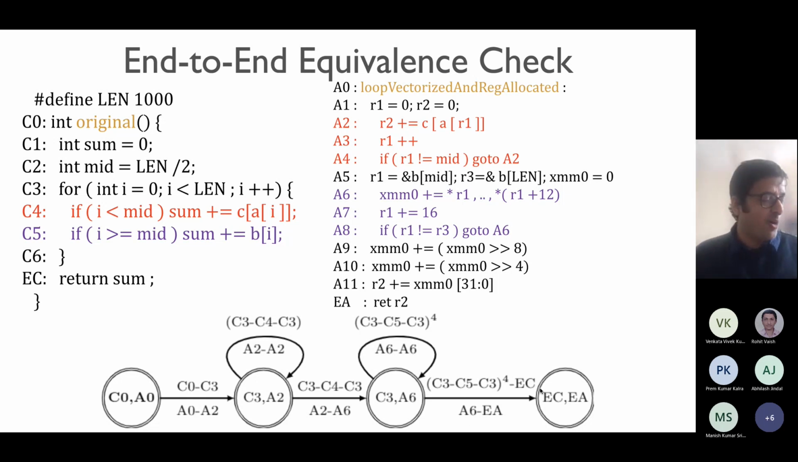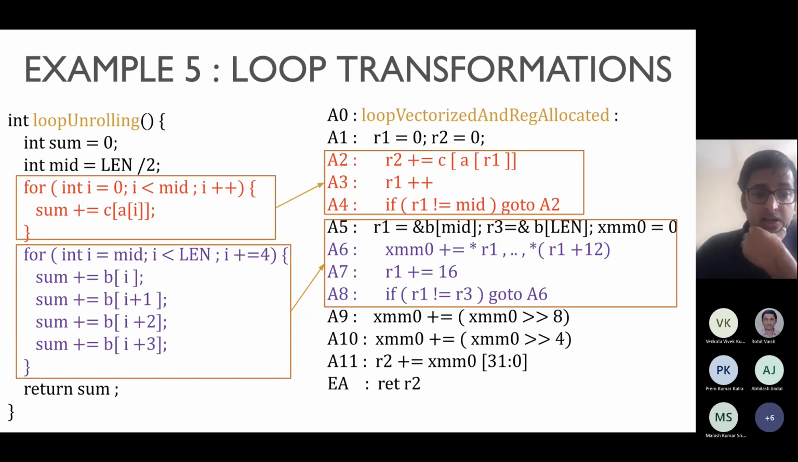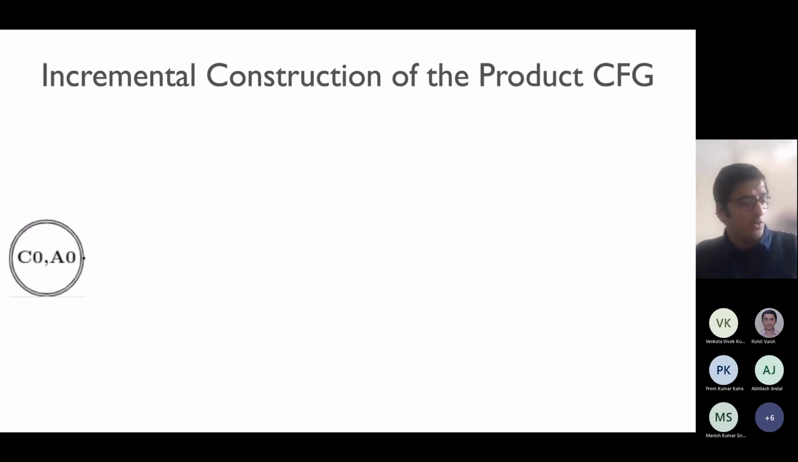All this is pretty complicated to figure out automatically, but our algorithm, which is counterexample guided, is able to do this. So how is it able to do this? We construct the product CFG incrementally. We already know that there's a correlation between C0 and A0. We then identify a correlation for the assembly edge A0 to A2.